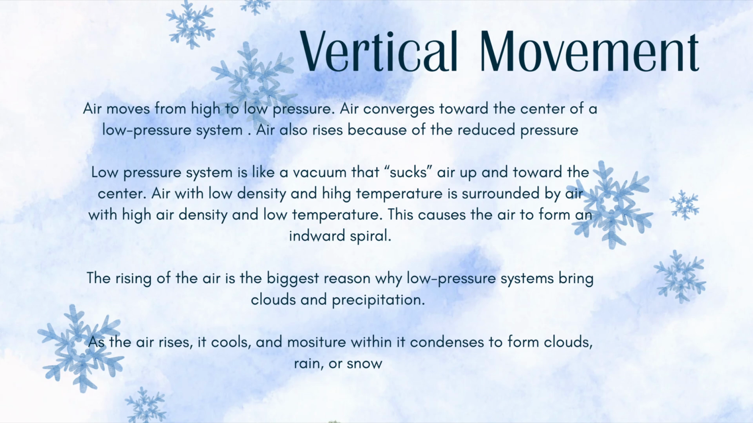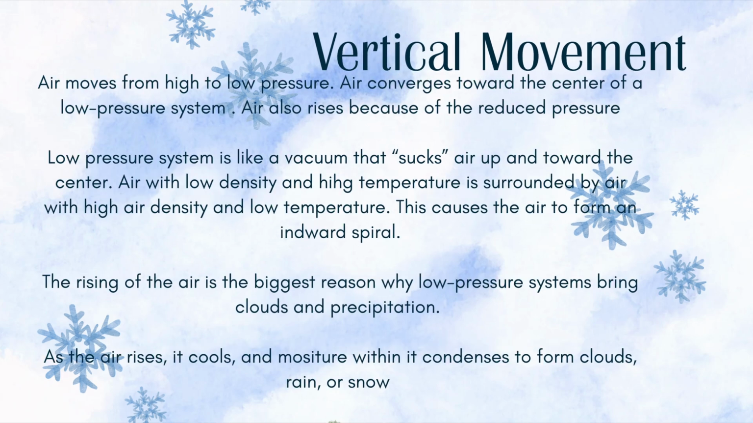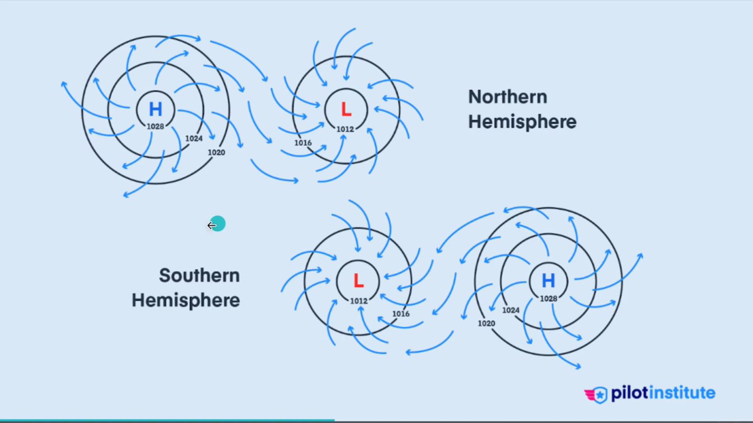And air with low density and high temperature, because the molecules are moving fast, is surrounded by air with high air density and low temperature. And this causes the air to form an inward spiral. The rising of the air is the biggest reason why low pressure systems bring clouds and precipitation, because as the air rises, it cools and the moisture within it condenses to form clouds, rain or snow, which is visible water vapor. So first off, this is the spiral, the Coriolis effect.